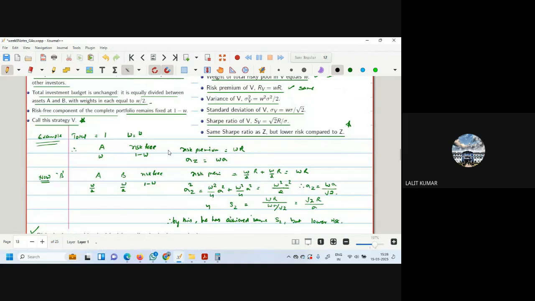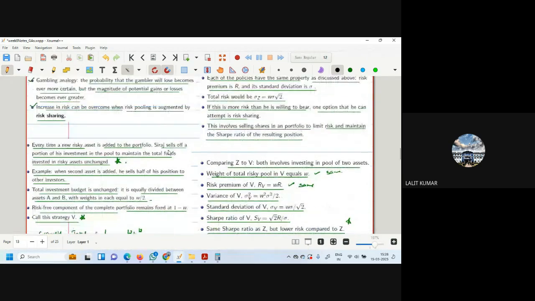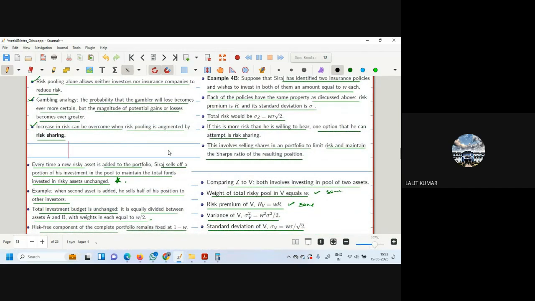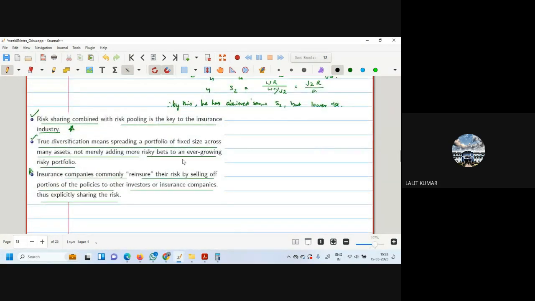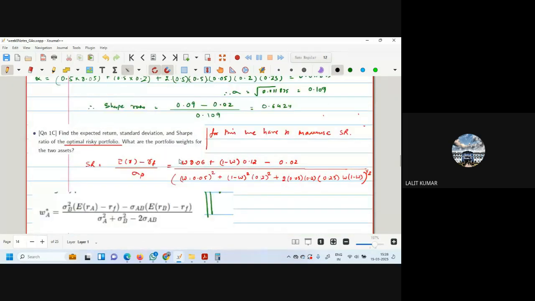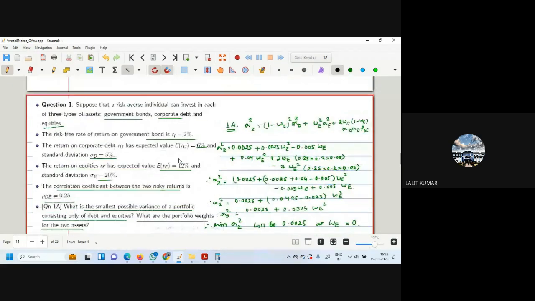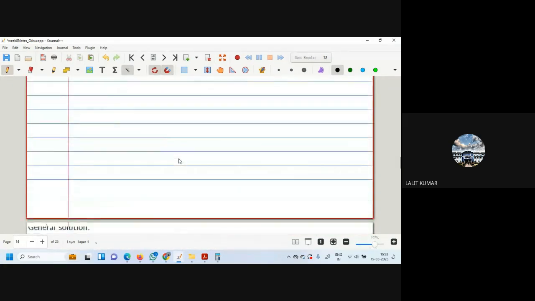And Sharpe ratio will remain the same. It will be your total expected return minus RF, divided by the standard deviation of your portfolio under all conditions.